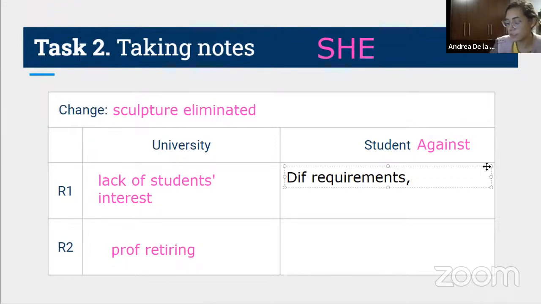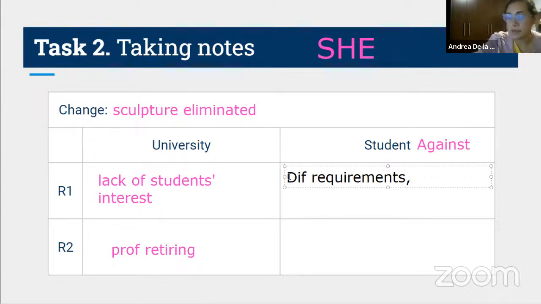So this student in the conversation is always going to be somehow responding to those arguments. No matter if the student is in favor or against, you will always have a direct response to those arguments. So what does the student think about the fact that the university says that students are not interested in taking these classes? Is that true? Are students really not interested? No, right? What she says is that it's not that students are not interested. It's not that students don't want to take these sculpture classes, but instead that they are too busy with all of the art requirements, right? So they have a lot of required classes that take up all of their time.